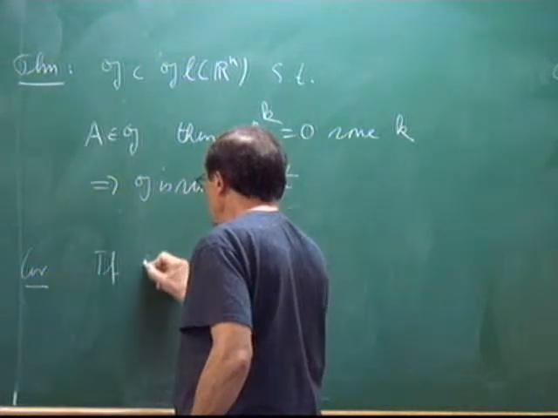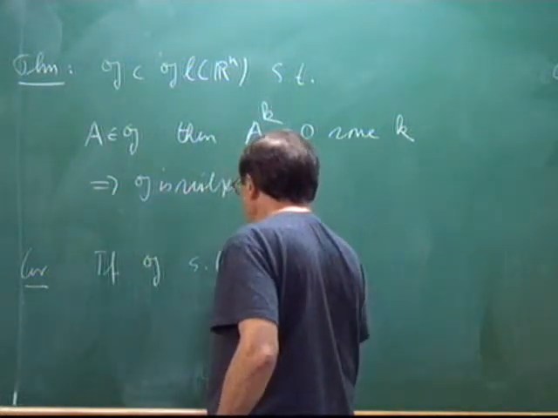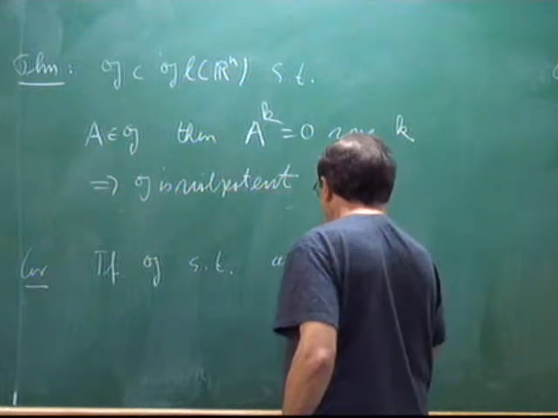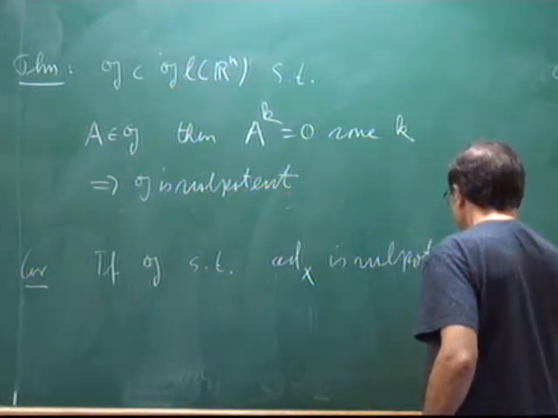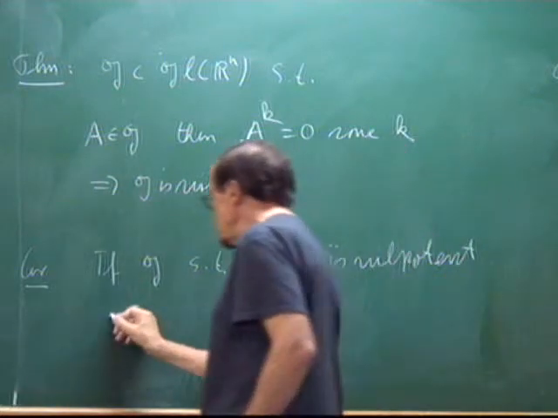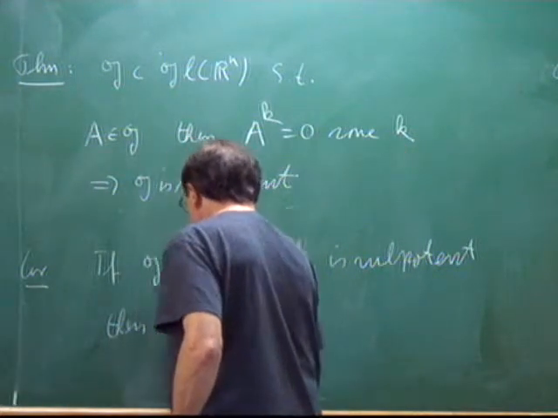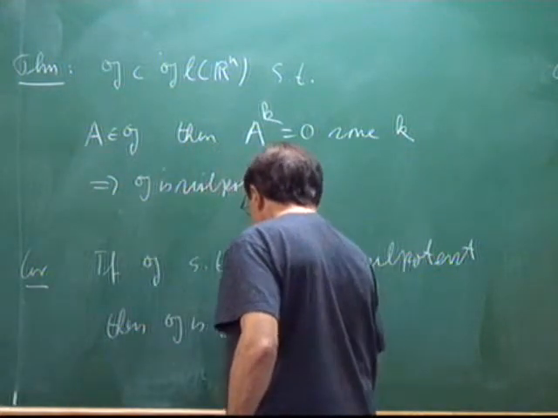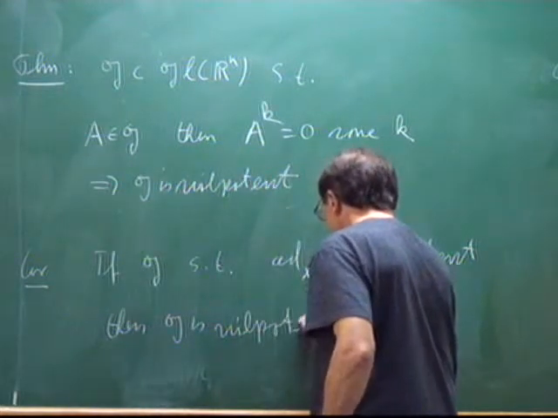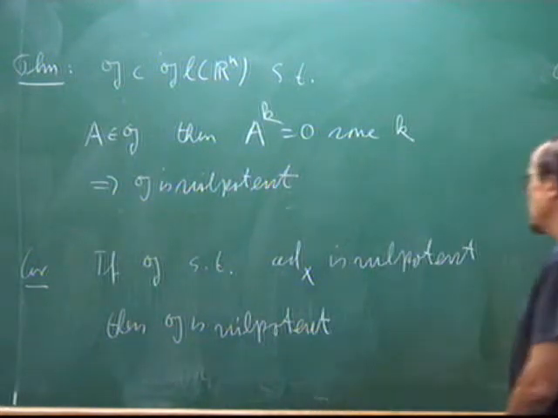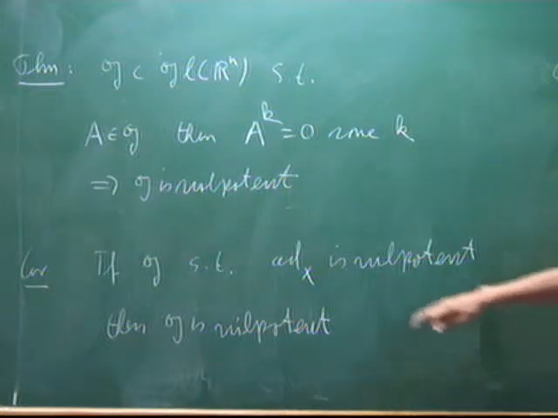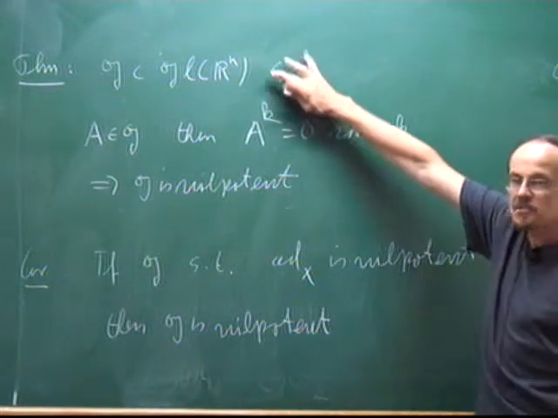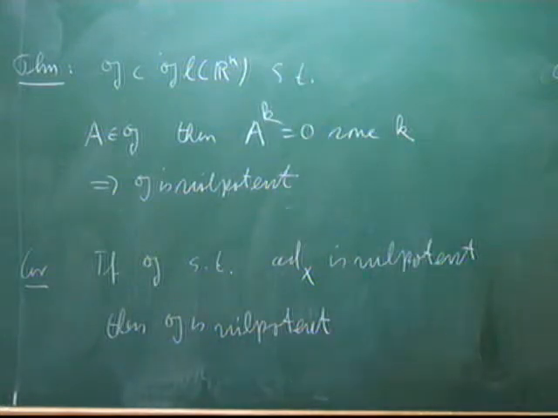Corollary. If I have a Lie algebra G such that ad x is nilpotent, then G is nilpotent. So I regard ad x as a matrix and use this theorem right here. The other way around is certainly also true.